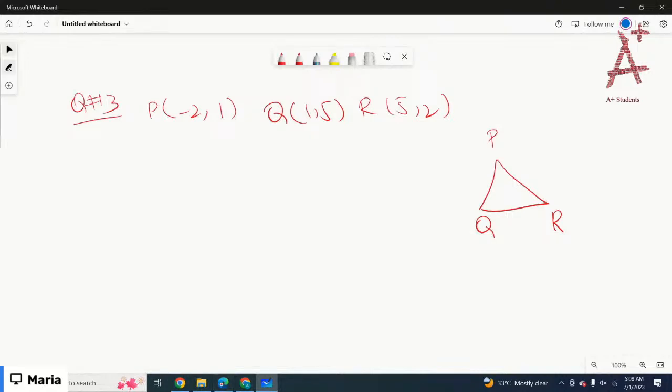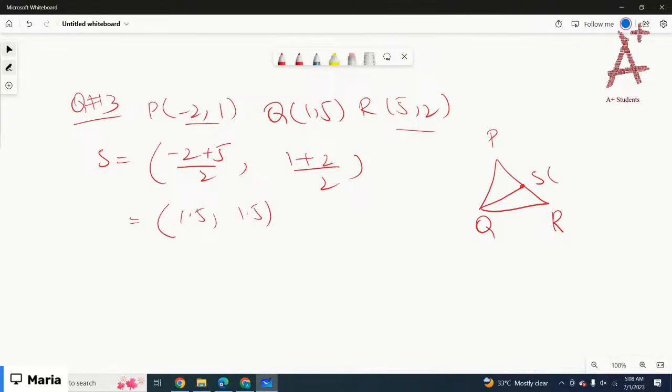Q, if you draw a midpoint, here is the midpoint. Let's suppose this is S. So let's just calculate the value first. The midpoint of PR, P and R, is negative 2 plus 5 over 2 and 1 plus 2 over 2. So it would be 3 over 2 which is 1.5, and 1.5. So the coordinates are 1.5 and 1.5.